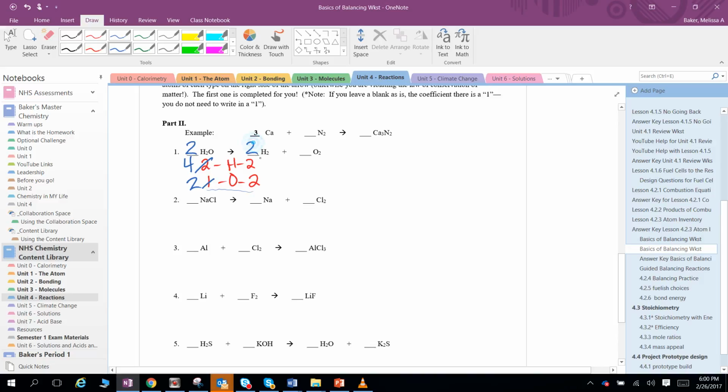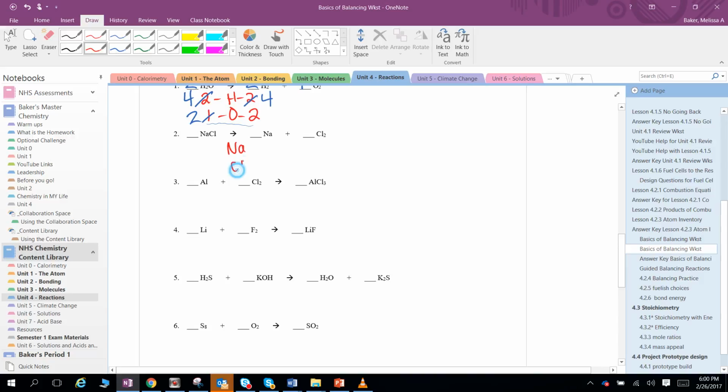But on the right side, we can add a 2 out front here, and now we've got 4 hydrogens on both sides. You can leave this last one blank, or you can put a 1 in there. It doesn't really matter. So the answer, the coefficients would be 2, 2, 1.